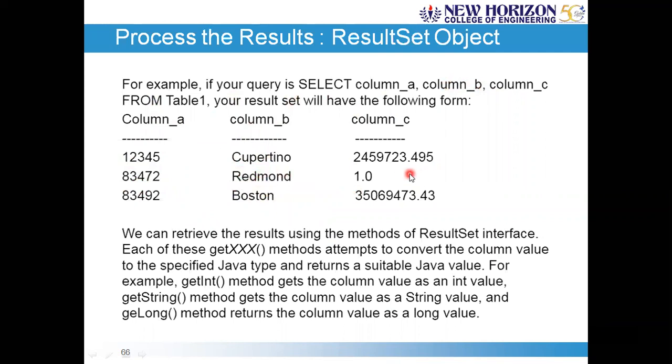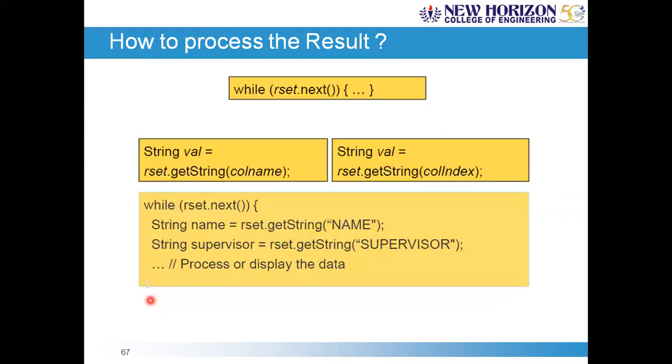And the next one has a couple of decimal points. We can make use of the getLong library functions in order to extract those values, and these are the library functions used as a part of the result set object, that is RS or RES. Next, as we told, string var is equal to rset.getString of column name.